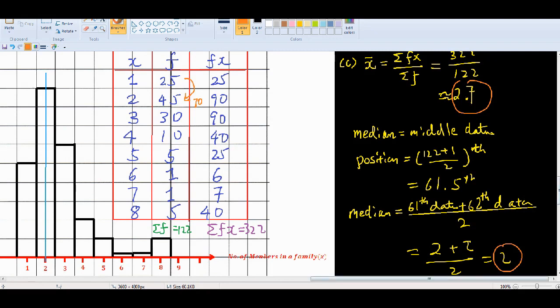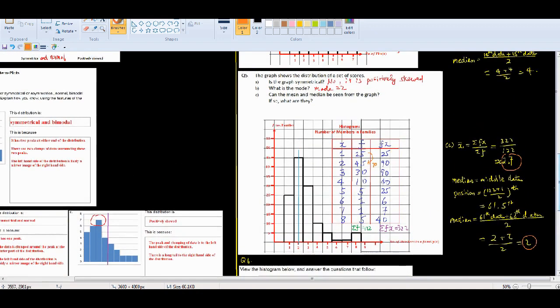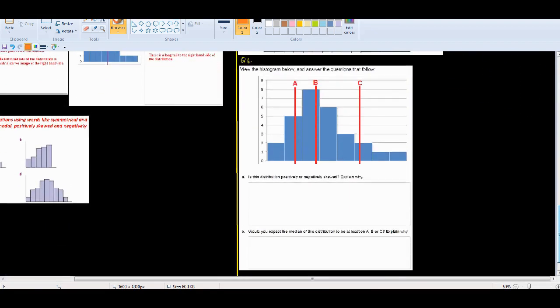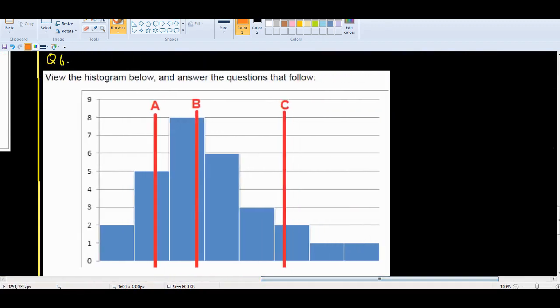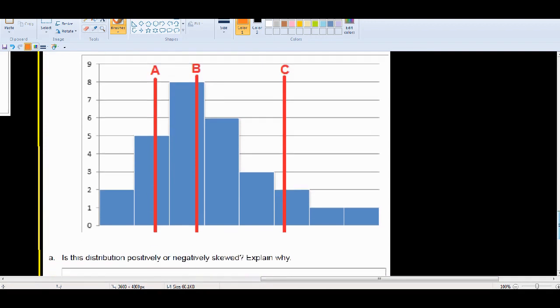Okay. So that will be our question 5. Let's see the last question. For this one, you need to observe. They give you a distribution like this. So first of all, what kind of distribution is it? Is the distribution positively or negatively skewed?